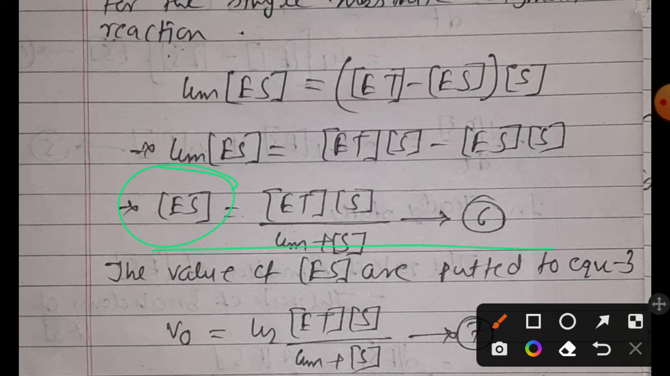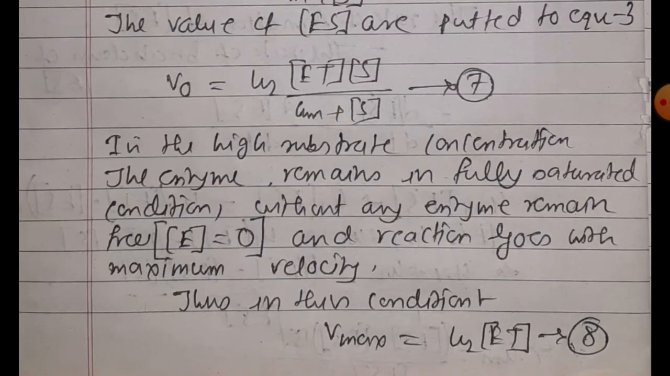Now we will put this equation number 6 into equation number 3, and equation number 3 was V0 is equal to K2 ES. That is, the initial velocity of the reaction is the rate of the breakdown of the enzyme substrate complex. So now we will put the value of ES over here. What we get is this one.